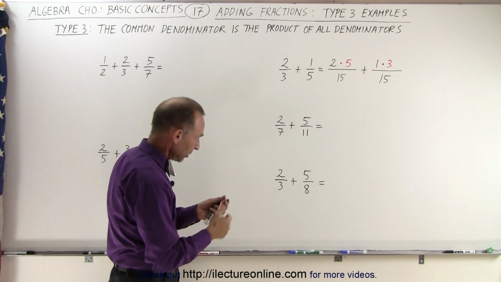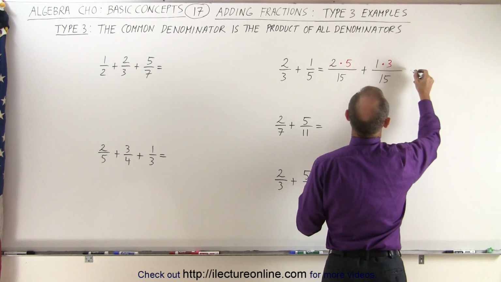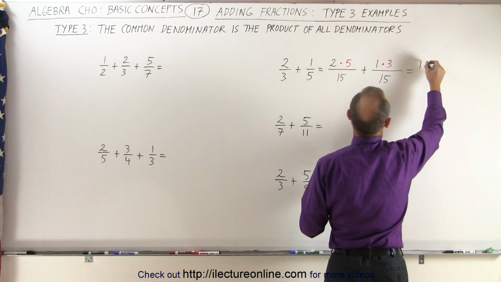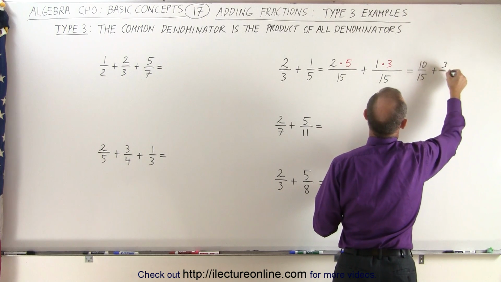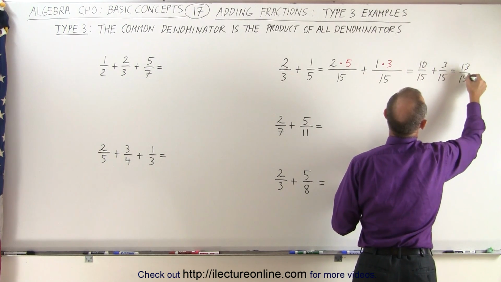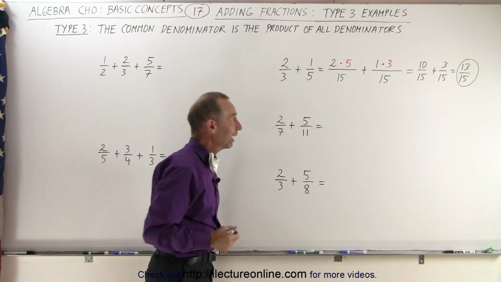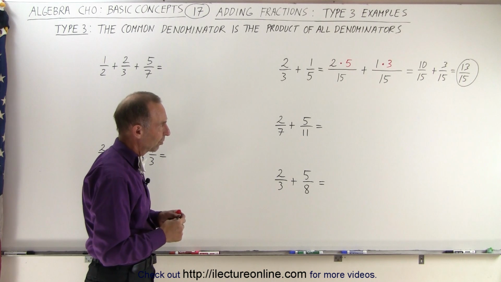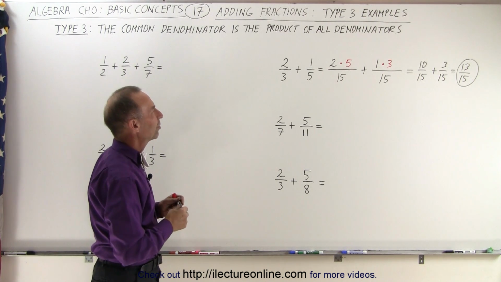Now that we have a common denominator, we simplify. So this becomes 2 times 5 is 10 over 15, plus 1 times 3 is 3 over 15, which gives us 13 over 15. Since 13 is a prime number, we cannot reduce that fraction, and that's the final answer. I guess we need to do that a few more times so that the method sinks in.